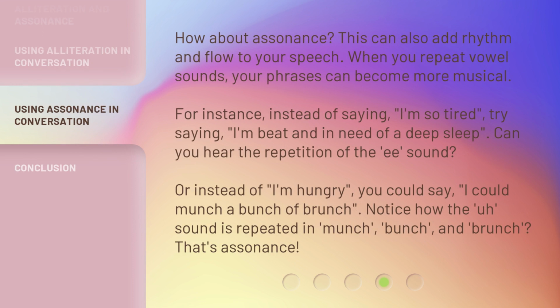How about assonance? This can also add rhythm and flow to your speech. When you repeat vowel sounds, your phrases can become more musical. For instance, instead of saying, I'm so tired, try saying, I'm beat and in need of a deep sleep. Can you hear the repetition of the EE sound?